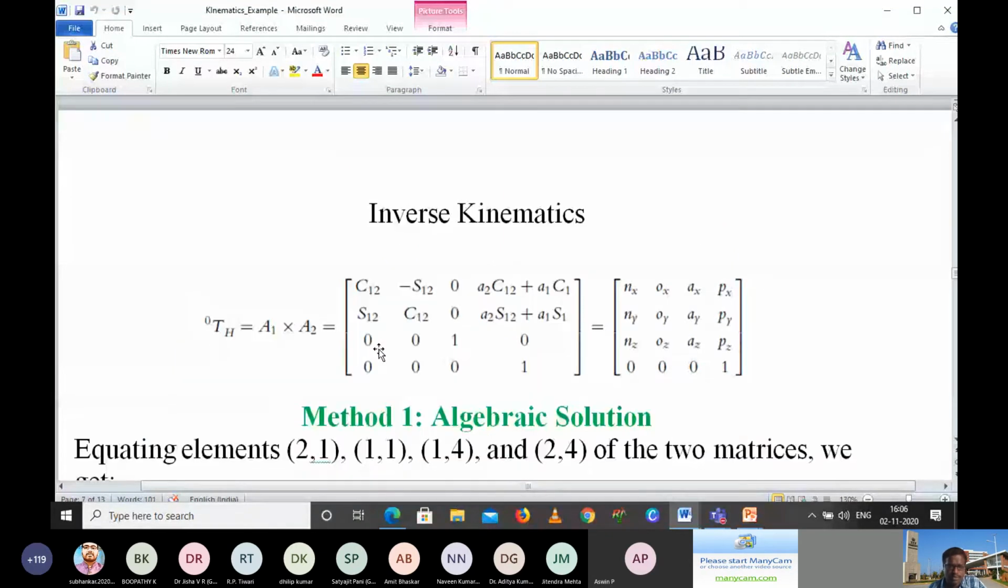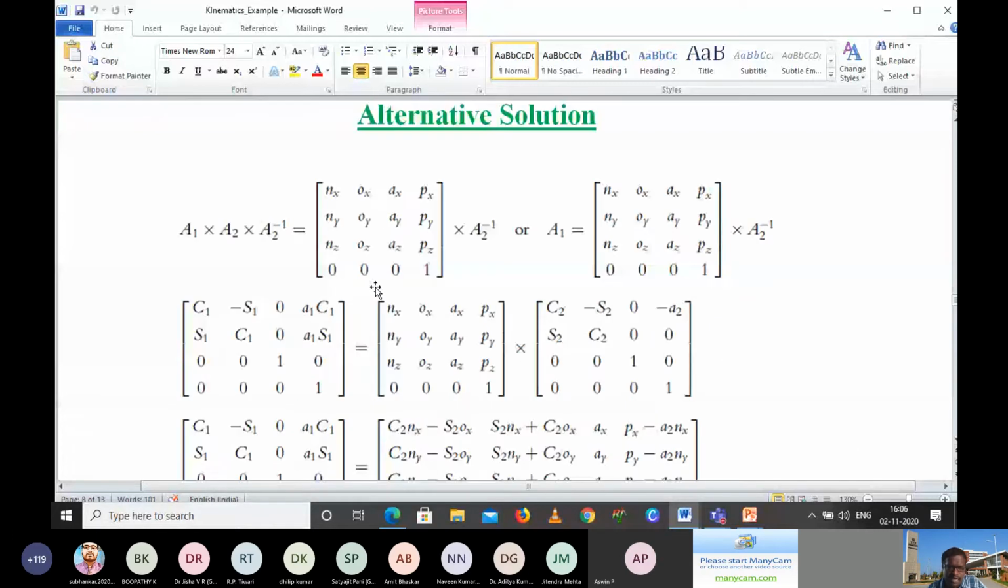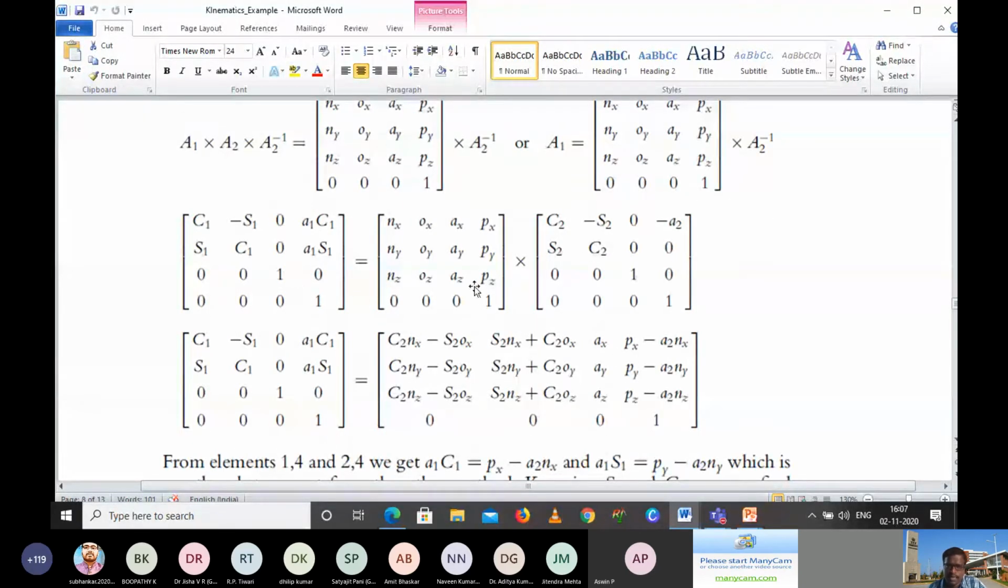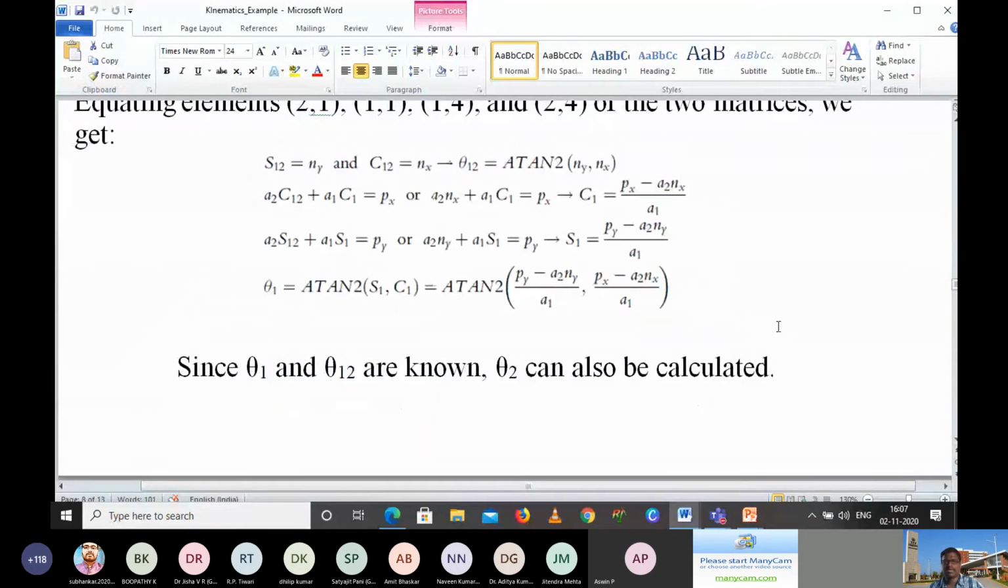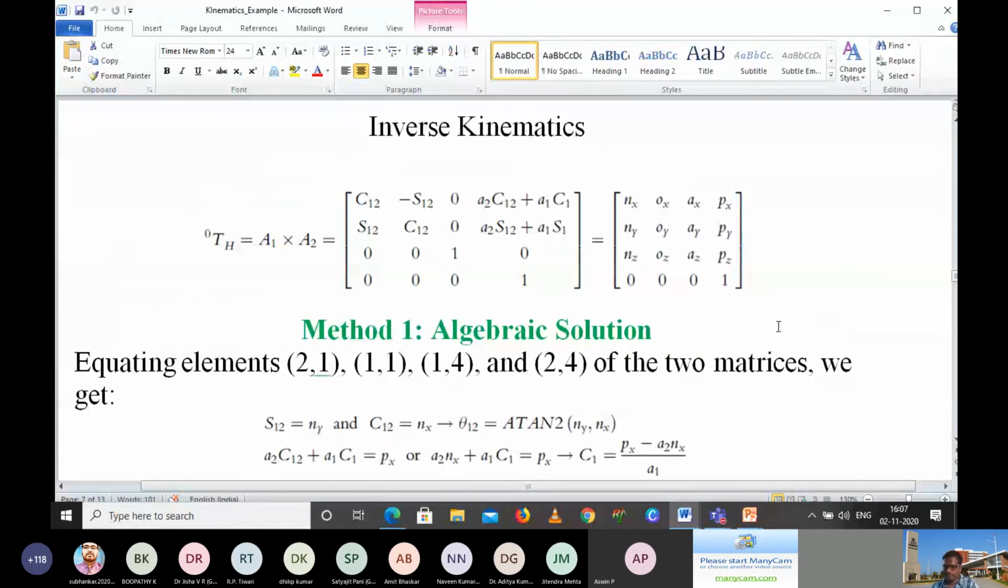After that, you have to multiply the final transformation matrix with A2 inverse, then you will get one particular equation. Here it will become A1, and here you will get the transformation matrix multiplied with A2 inverse. Multiplying this, now you can relate these two matrix parameters and then calculate theta 1 and theta 2. Any doubts in these two methods? Any doubts you can ask me so that I can proceed further.